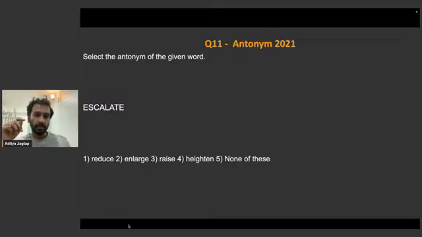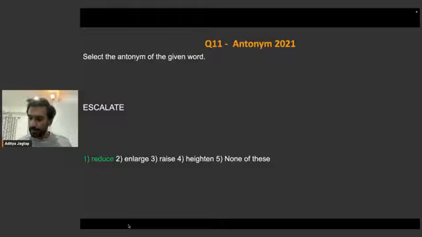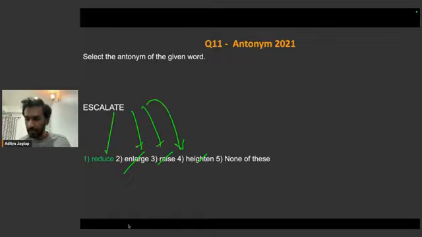All right. Escalate, really easy. No point waiting here. The right answer would be reduce. Enlarge, raise, heighten are synonyms of escalate. This is the opposite of escalate, the only antonym.